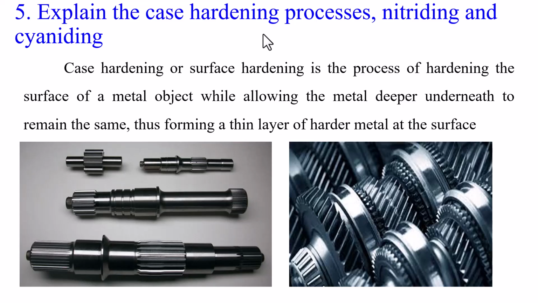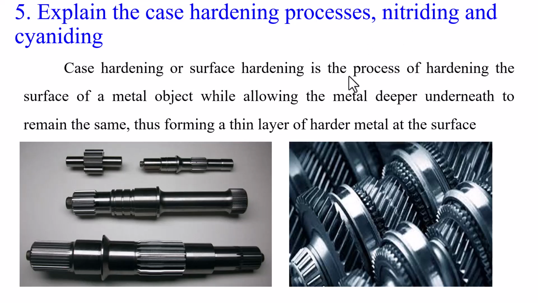Fifth question, explain the case hardening process, nitriding and cyaniding. So why are we doing case hardening? Whenever we require a hard surface and a soft core, we do the case hardening process. Many types of case hardening process are there, like carburizing, nitriding, cyaniding, etc. In this question, we have to study nitriding and cyaniding.